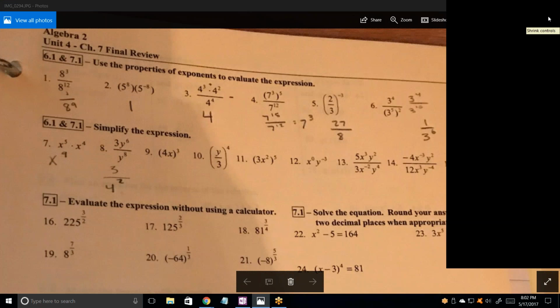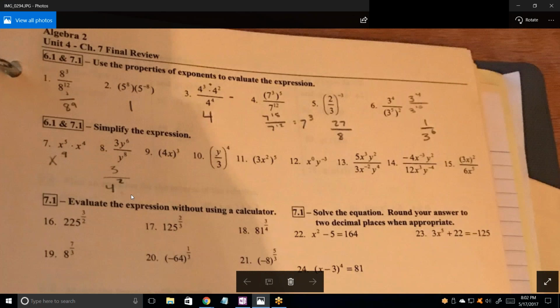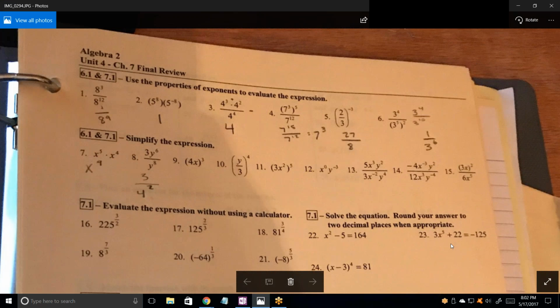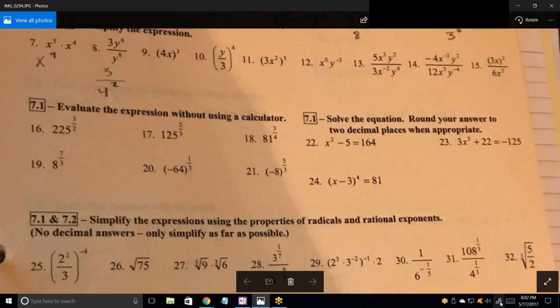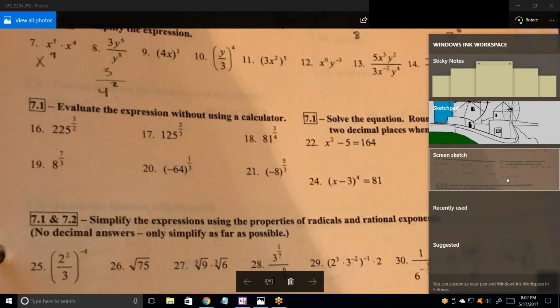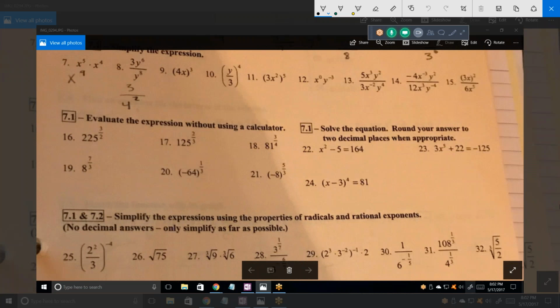Anyway, I've looked at these and it looks like you've done them all correctly up to number 8. Yep, so if we could just start at number 9. Cool. Let me take a picture of it so we can have something I can write on.